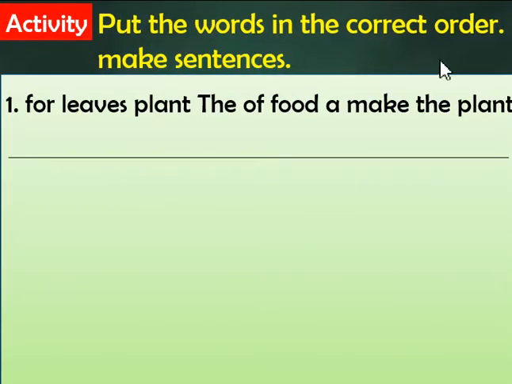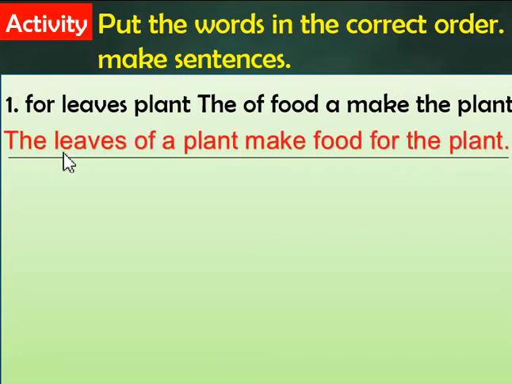Put the words in the correct order to make a sentence. Number one: four leaves plant the of food and make the plant. So you rearrange the sentence to make it correct. The leaves of a plant make food for the plant.